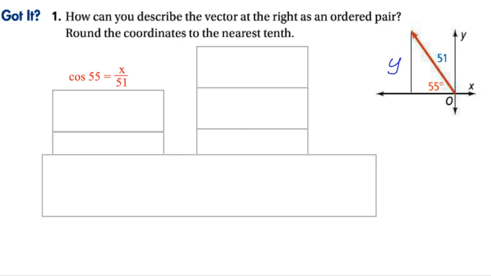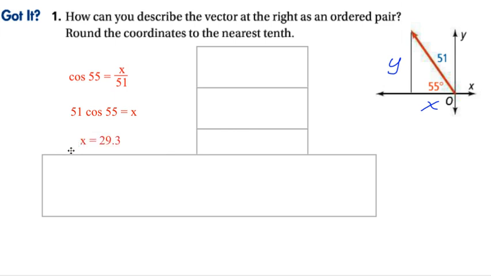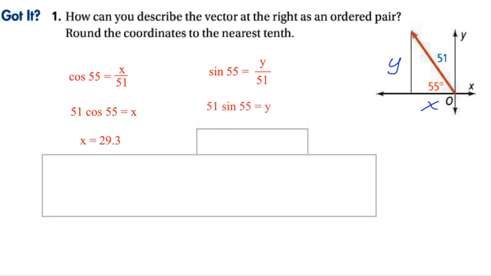Now this would be my y coordinate. This is on the x-axis. This would be my x coordinate. So if I'm looking for the x-coordinate, that is the adjacent side, and we have the hypotenuse, which is 51, which is my cosine function. The cosine of the angle is the adjacent side over the hypotenuse. Multiplying both sides by 51, and then solving for x, we get 29.3. So again, for the y function now, this is the opposite side, so we want the sine function. Multiplying by 51 and then solving, we get y equals 41.8.